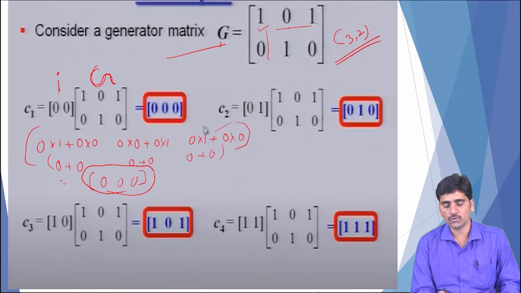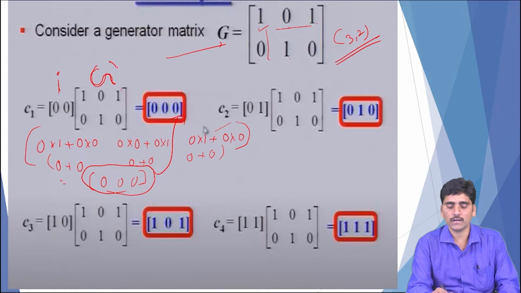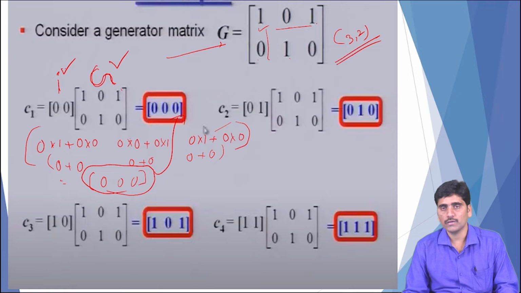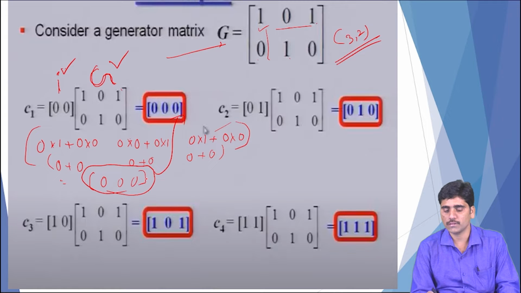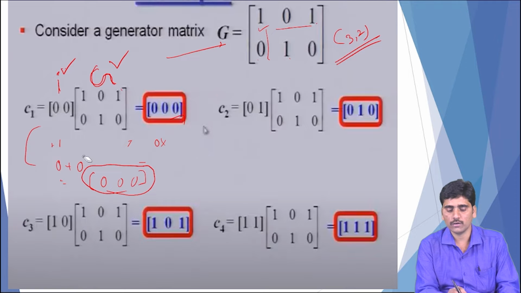This is the new code word which we generated from this generator matrix with the help of the input vector or information bits. So with this we are generating a new code word, that is C1. And similarly you can see C2 also. How are we going to generate it?